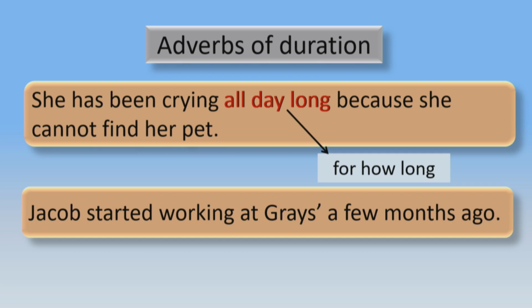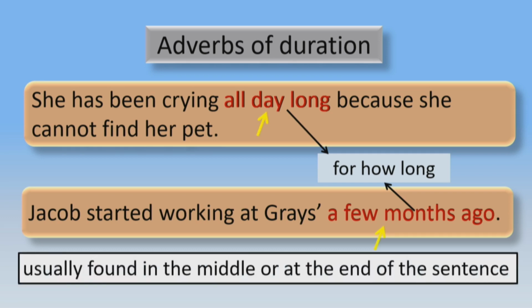Jacob started working at Gray's a few months ago. A few months ago indicates for how long Jacob has been working at Gray's. A few months ago is an adverb of duration. Note that adverbs of duration are usually found in the middle or at the end of the sentence. Let's have some examples.